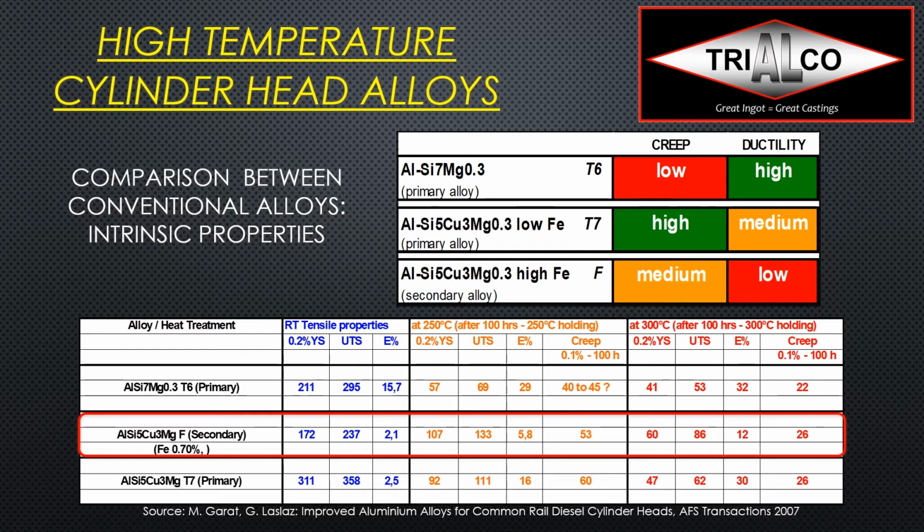If I use the primary version of the 319, so the last line here, I can see in a T7, I'm starting off much stronger, but at 250, I lost a lot of that strength and I gained a lot of ductility. And at 300 degrees, I'm again down to pretty much chewing gum, but my creep resistance is basically the same as in the secondary version.